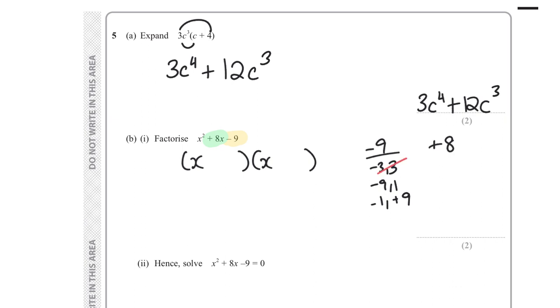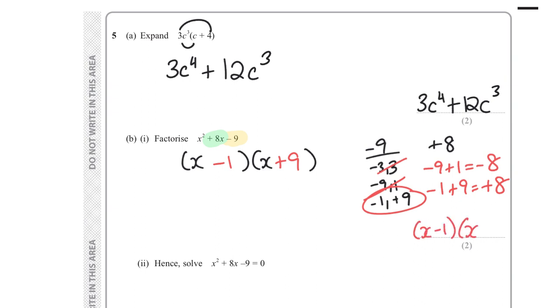So we know that this isn't going to work. Now -9 plus 1 gives me -8, so that one doesn't work, but -1 plus 9 is going to give me +8, so this is the combination we need. So one number goes in there and the other one goes in there. So this is x minus 1 and x plus 9.